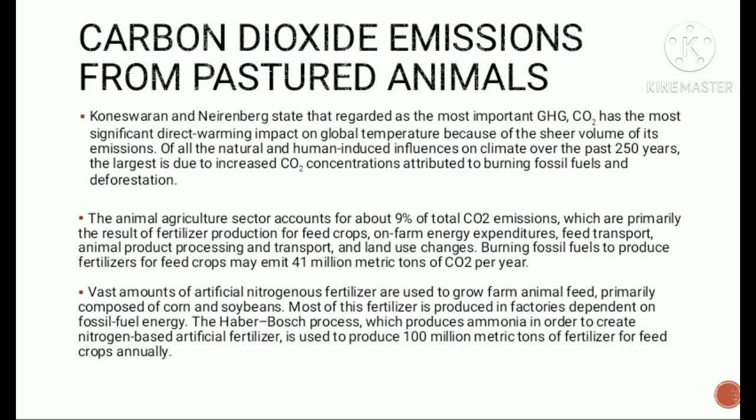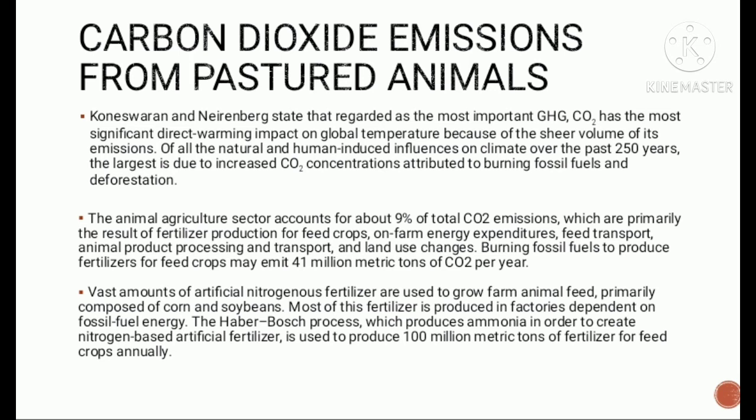The animal agriculture sector accounts for about 9% of total carbon dioxide emissions, which are primarily the result of fertilizer production for feed crops, on-farm energy expenditures, feed transport, animal product processing and transport, and land use changes. Burning fossil fuels to produce fertilizers for feed crops may emit 41 million metric tons of carbon dioxide per year.